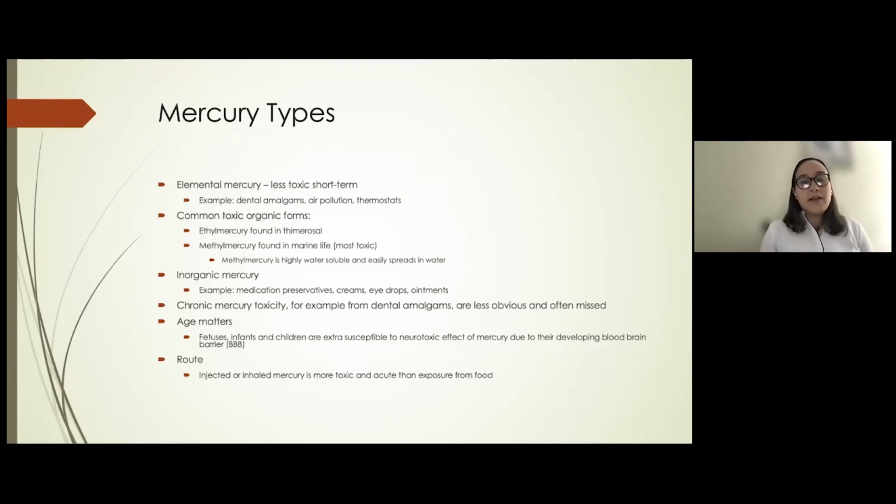And then age matters, right? Fetuses, infants, and children are extra susceptible to the neurotoxic effects of mercury because it easily crosses their very underdeveloped blood-brain barrier. The route matters too. If it's injected or inhaled, it's more toxic versus consuming it via food.